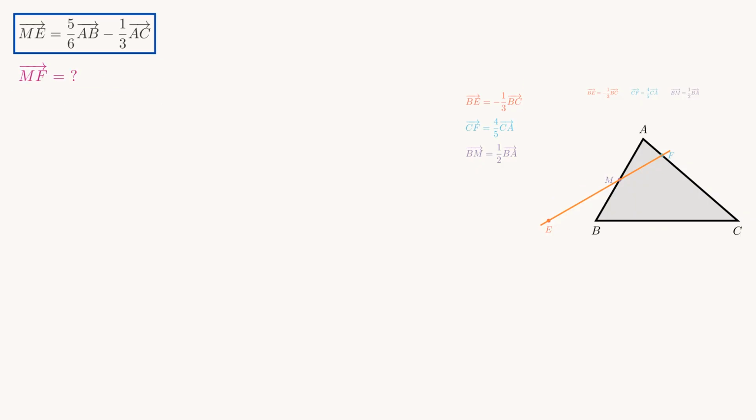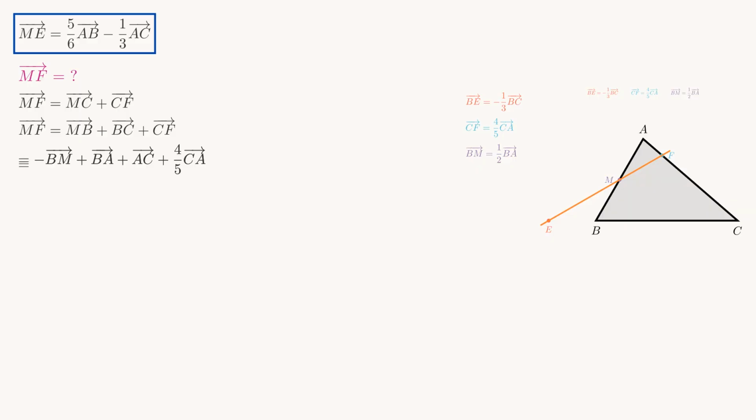Let's move on to MF. Chasles relation, passing through C. MF equals MC plus CF. MC, we decompose it again with Chasles. MC equals MB plus BC. That gives us MB plus BC plus CF. We decompose everything. MB becomes minus BM. BC splits into BA plus AC. And CF is 4/5 of CA.